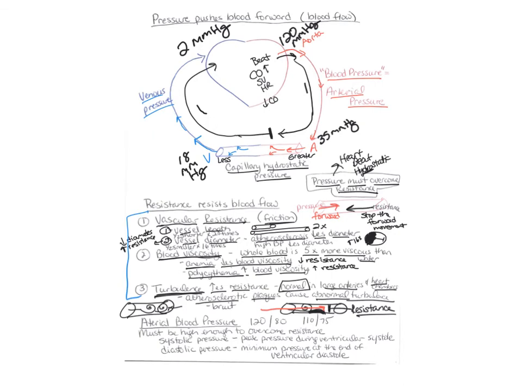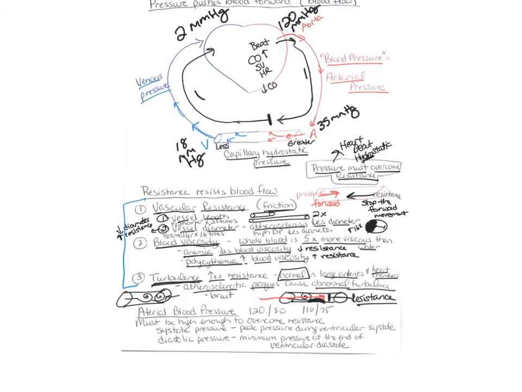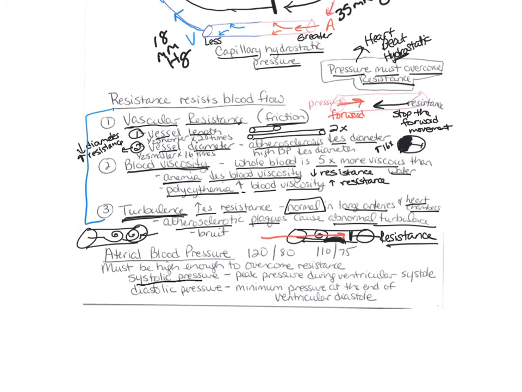When we measure blood pressure, we measure the systolic pressure over the diastolic pressure. The systolic pressure is the peak pressure during ventricular systole. So this is the peak pressure when the ventricles contract. And we will measure this with an instrument called a sphygmomanometer. Okay, so that's a blood pressure cuff. And that's how we measure blood pressure.